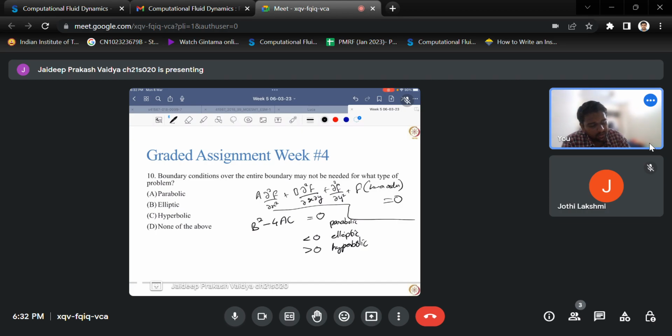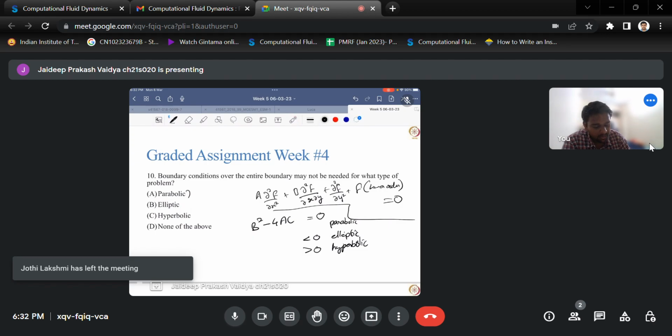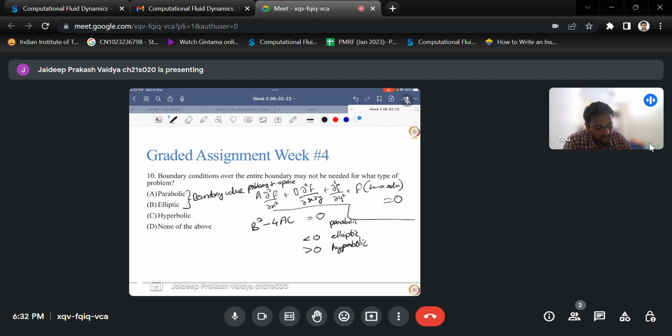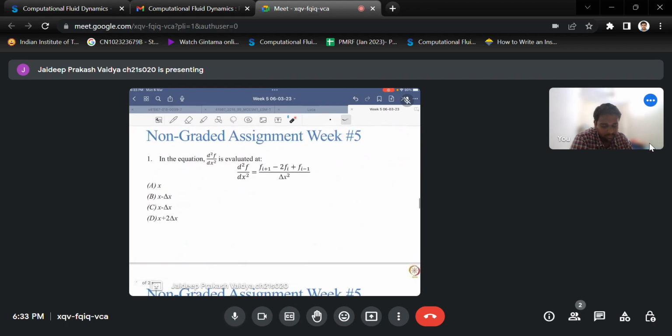And when we solve such equations, we see that parabolic and elliptic problems are actually boundary value problems, and hyperbolic problems are generally referred to as initial value problems. Therefore, the correct answer is C, hyperbolic. The entire domain boundary is not required, but that's required for parabolic and elliptic. One boundary condition along with one initial value condition is required for solving hyperbolic equations.